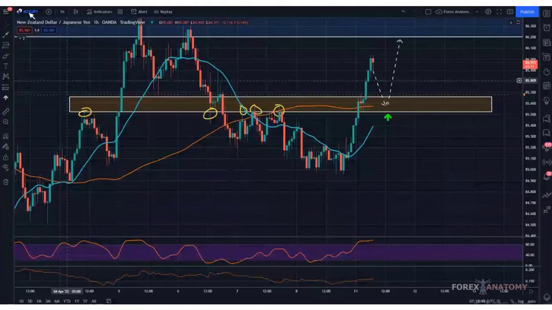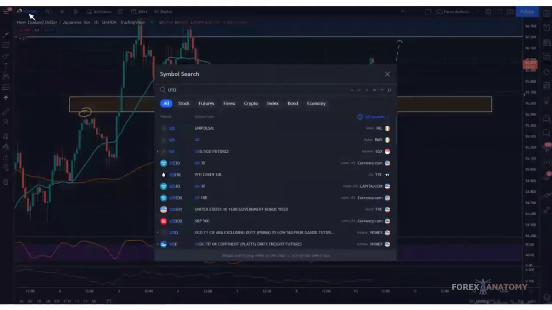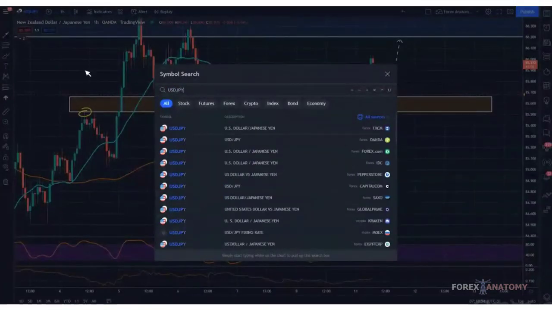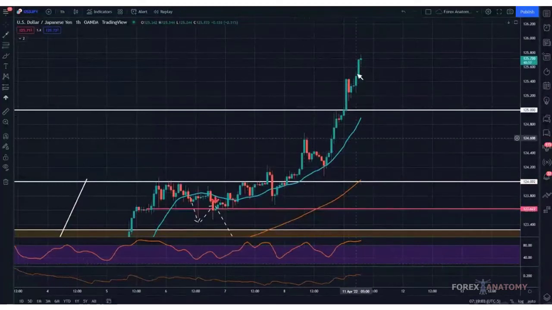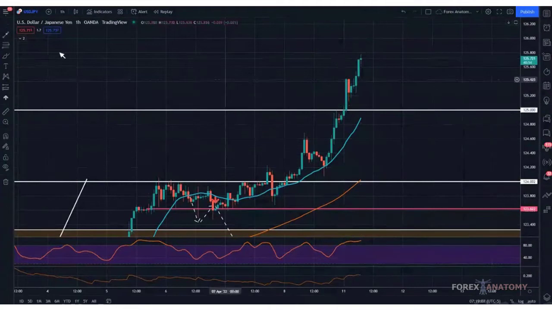So I wasn't going to do this, but let me go to US dollar, Japanese yen, just to see how that's looking. I wasn't going to talk about that too much, but we can see here that the market is still pushing to the upside. And I think real soon we'll see a slight correction in this pair. But most of these setups are moving to the upside.